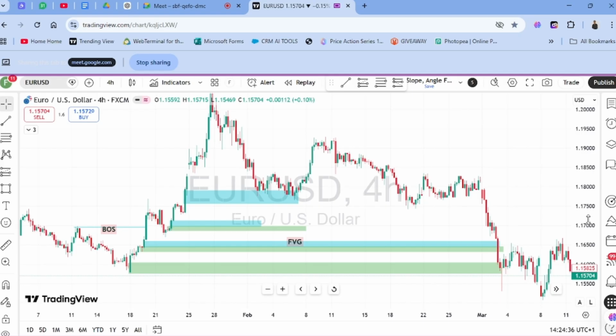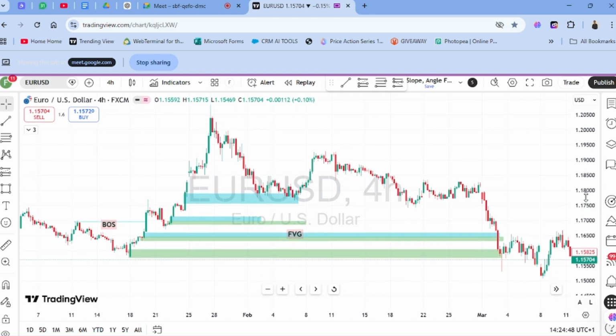You call it the demand level. Now, the same thing happens when you're selling. The last candle before the FEG is what you call your supply level. Okay. Good.